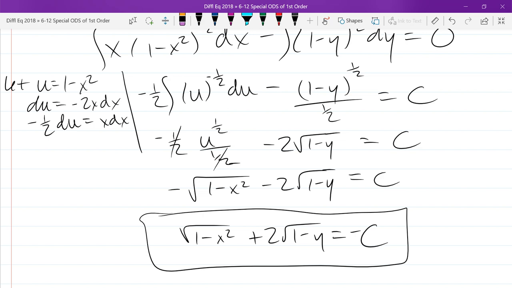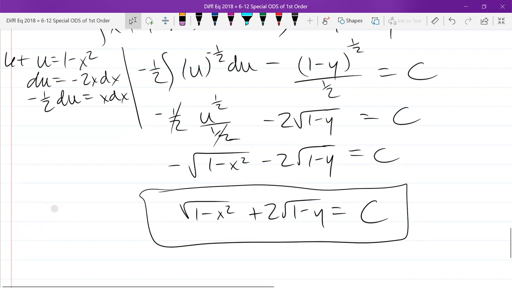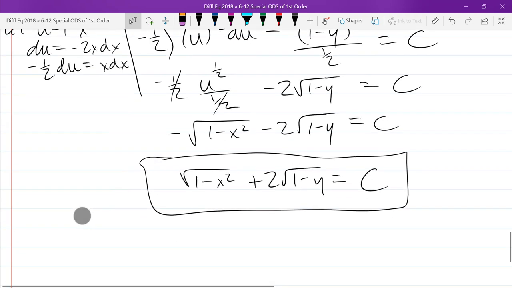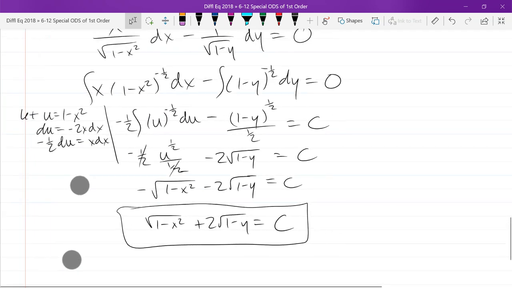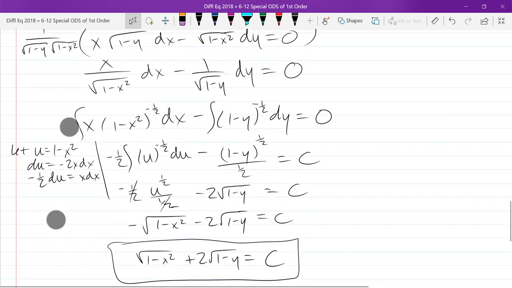So you don't have to write down what you're doing to your constant. I'm just going to use that last form right there. I could solve for y pretty easily. It's not that hard to do. But that's just algebra. So this is an algebra class. So we'll leave it like this. Questions on any of these steps from beginning to end?